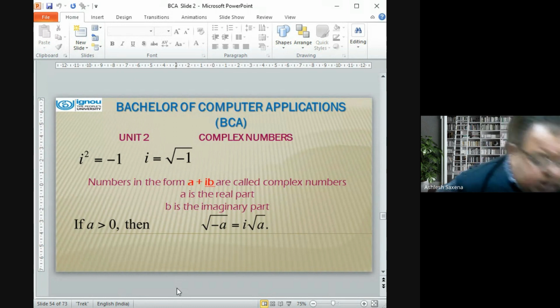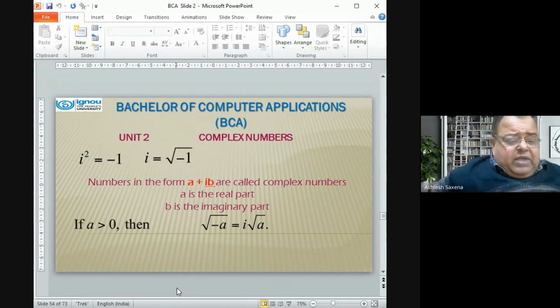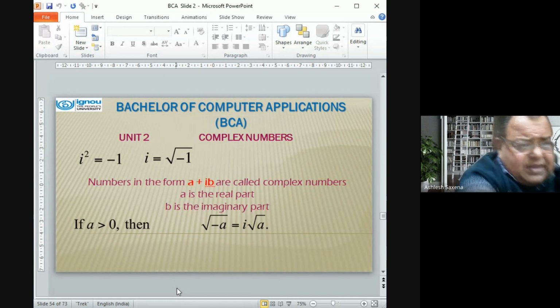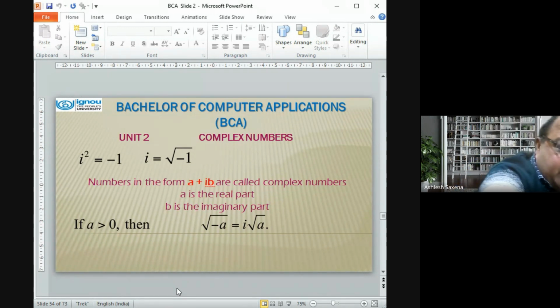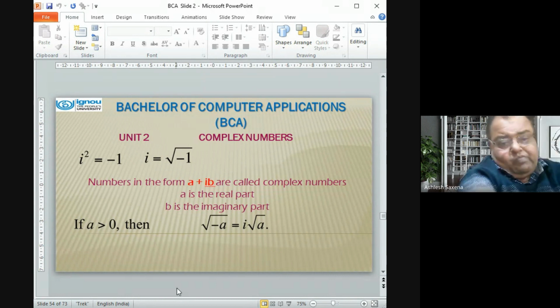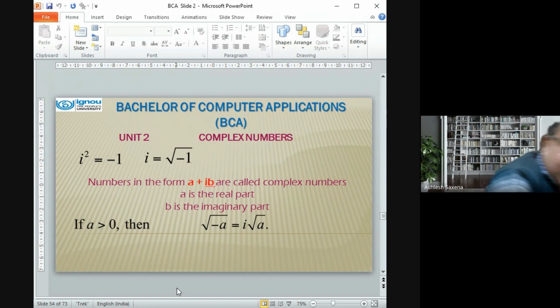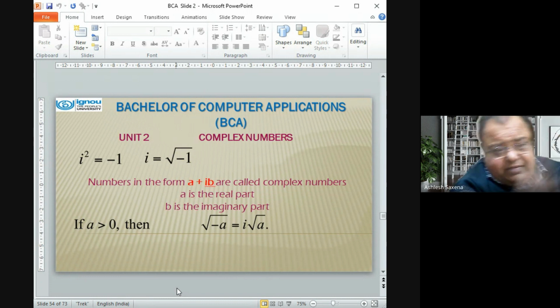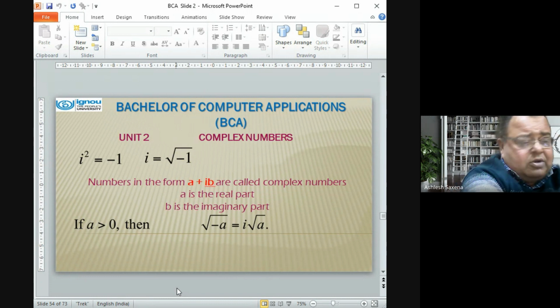Now the question arises, what will happen if we get a number like minus 4 under the root? What I'm saying is minus 4 under root. Earlier, we were saying that we cannot solve it. But now, I will show you how it is solved.